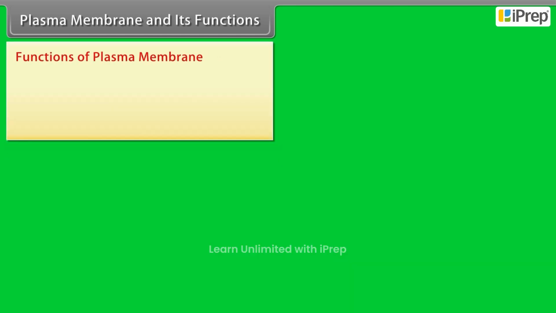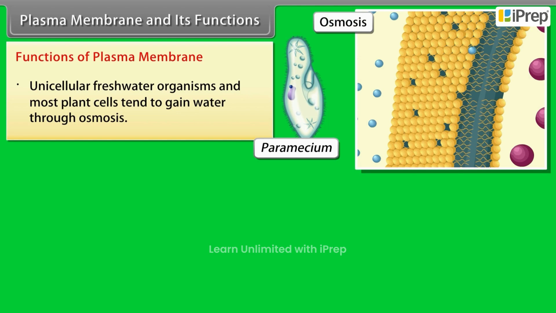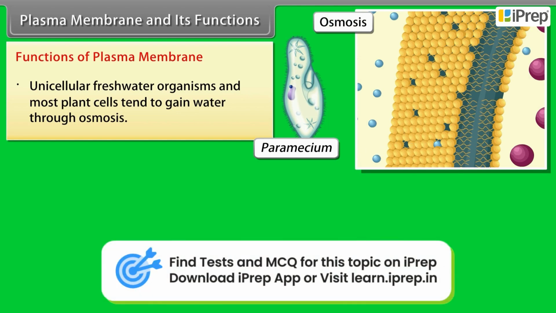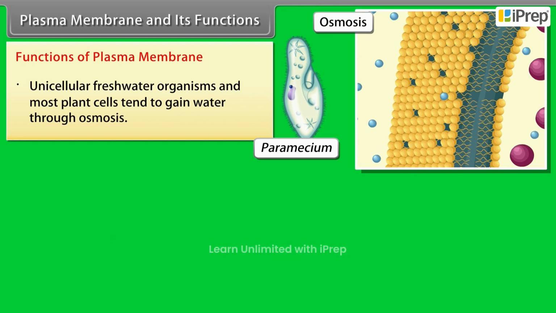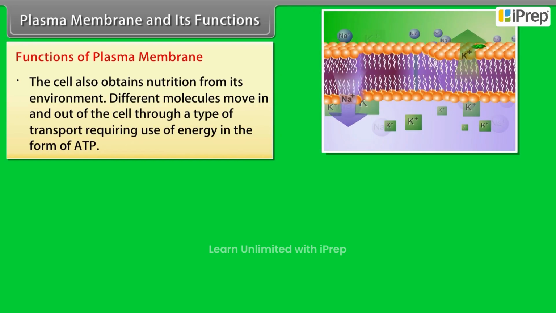Functions of plasma membrane. Unicellular freshwater organisms and most plant cells tend to gain water through osmosis. Absorption of water by plant roots is also an example of osmosis. Thus, diffusion is important in exchange of gases and water in the life of a cell. The cell also obtains nutrition from its environment.